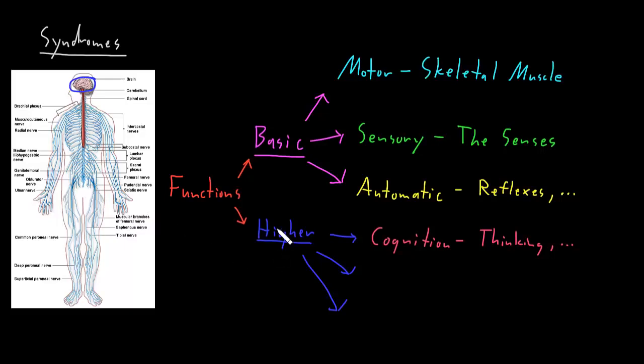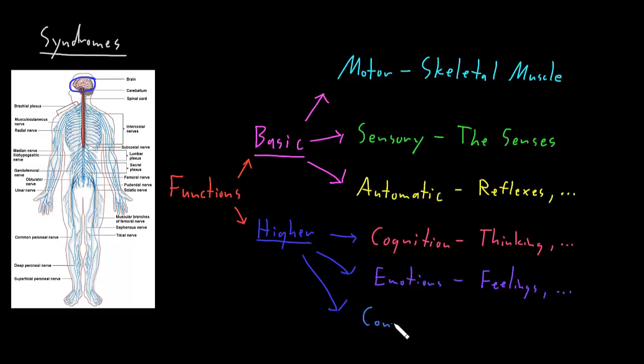The next big category of higher functions of the nervous system I call emotions. And emotions, of course, are our feelings. But turns out there's a lot more to emotions than just what we feel, because emotions play a major role in our experience of life and a lot of other functions of both the nervous system and the rest of the body.